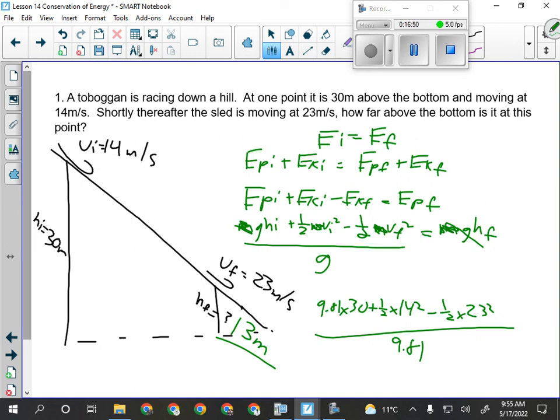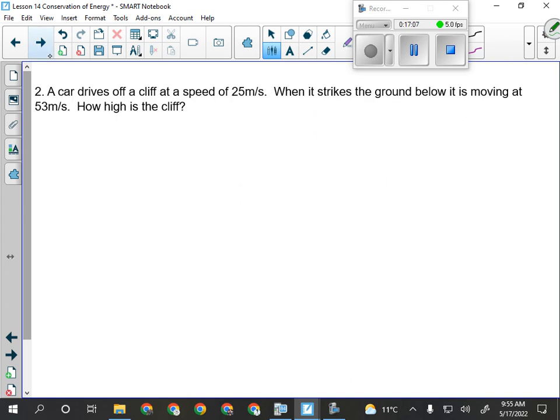On a test, this could be between 6 and 8 marks. A work energy theorem question, 5 marks, maybe 6. There's less to do in a work energy theorem question than there is in one of these.